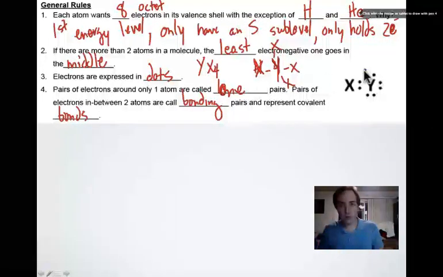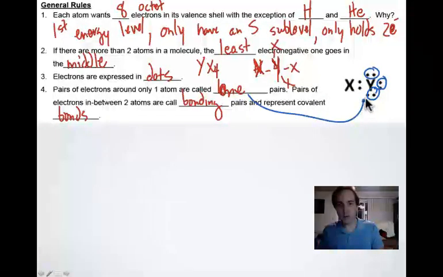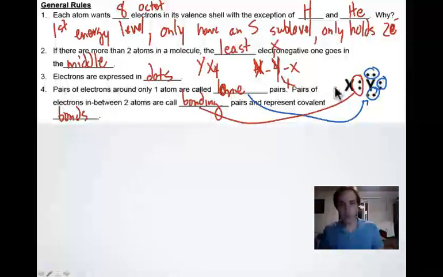Well, lone pairs, those would be these guys. Notice how they are next to 1 atom, but they're not in between the atoms. On the other hand, your bonding pair is right here, in between the 2 atoms. These are the electrons that are being shared and are creating this bond.